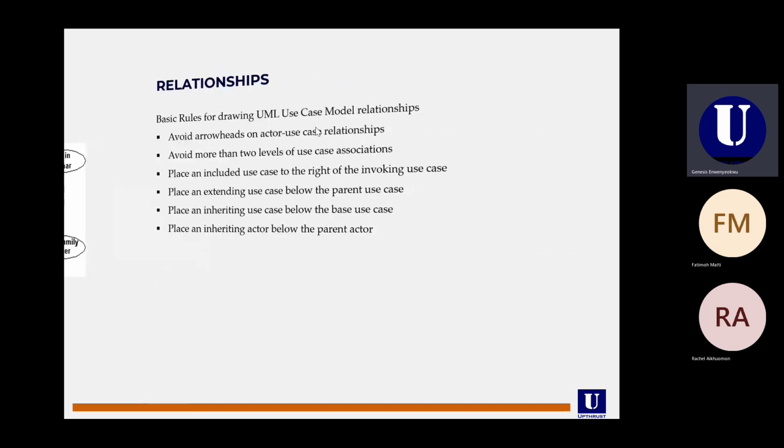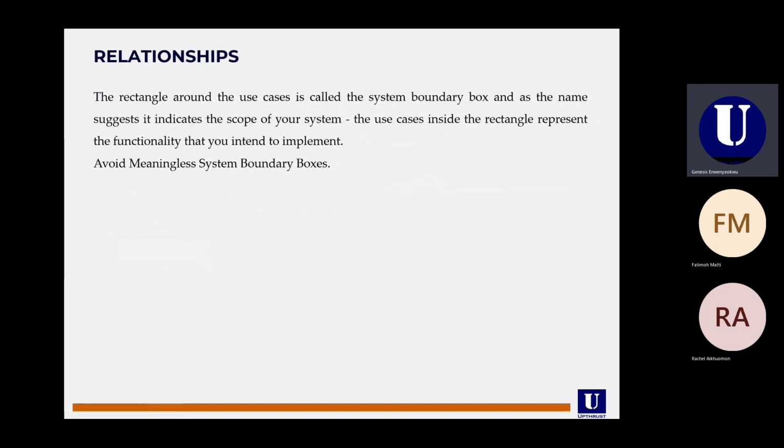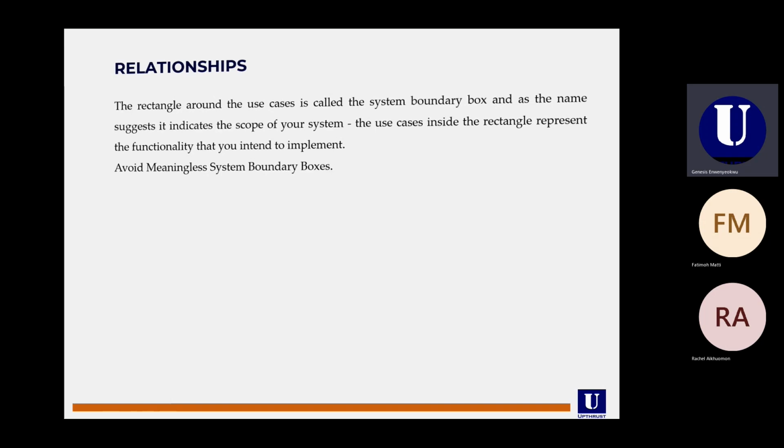That takes us to the next component of use cases, which is the boundary. Sorry, I forgot to change the title to boundary. The boundary is basically a rectangle around the use cases, like a box. As the name suggests, it indicates the scope of your system. Every use case within that rectangle passes the message that these are the features or functionalities that will be implemented by that system. So the use cases inside the rectangle represent the functionality that you intend to implement.